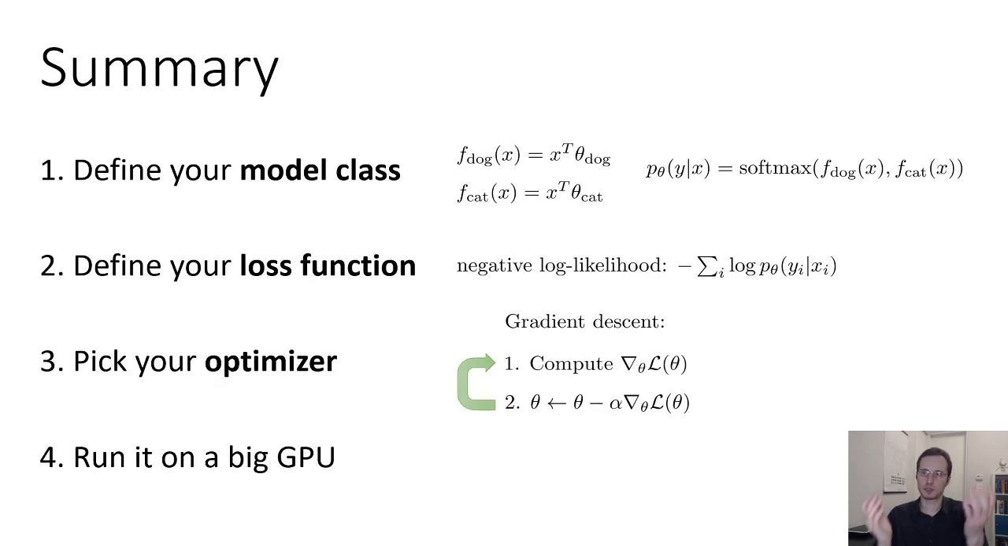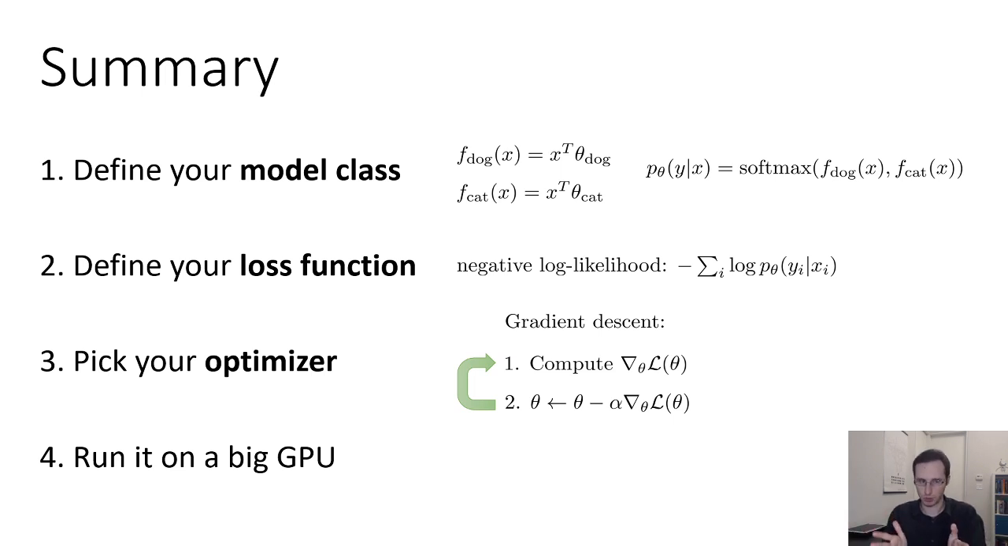All right, so just to summarize what we covered, in this lecture, we went through how we can derive our first supervised learning algorithm, which is logistic regression. We talked about how to define an algorithm. We need to basically make 3 choices, and then we need to do a 4th thing, but the computer does that for you. So the choices are define your model class, define your loss function, and pick your optimizer. And then the fourth thing, which the computer does for you, is actually run on a big GPU.